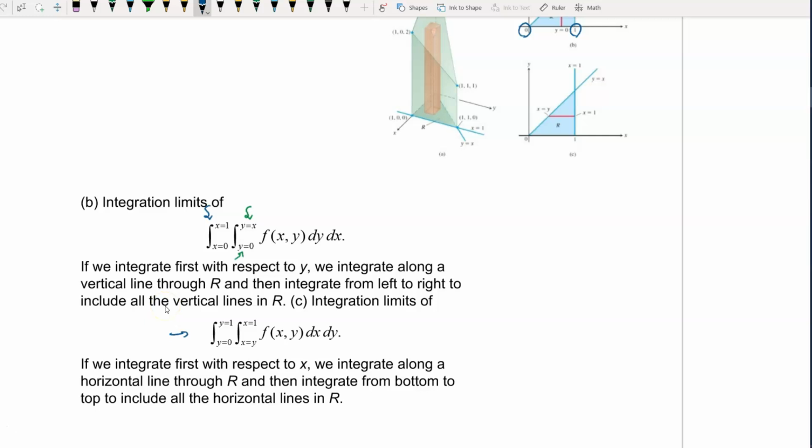Now on this part, for the double integral, the inner integral is with respect to x and the outer is dy. This is based on using a horizontal line. Here x is between this line and this line, so x is equal to y and x equal to 1. So it is from x equal to y to x equal to 1. And for dy, our interval, in this case with respect to y, is from 0 to 1.